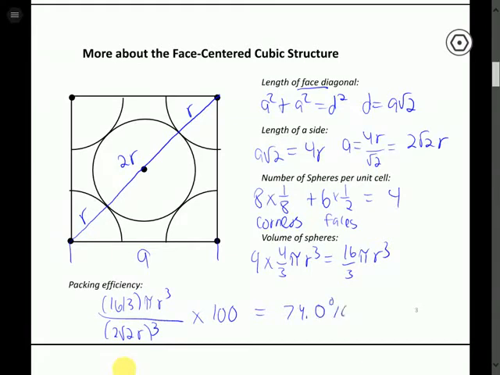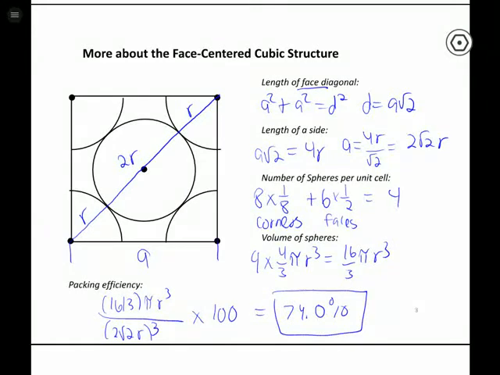74%. Okay? Now we did packing efficiencies for the other 2 last time. We'll summarize this in a little bit, but the simple cubic was 52%, the body-centered cubic was 68%, and this is 74%. So this is the most efficient packing of atoms that we can have in a cubic structure. All right, can't get any higher than that.